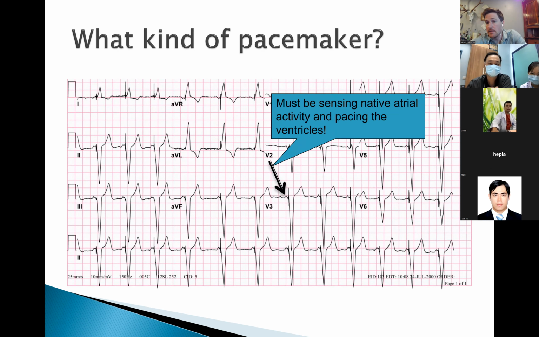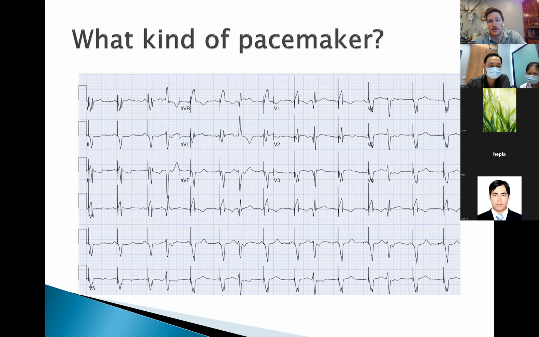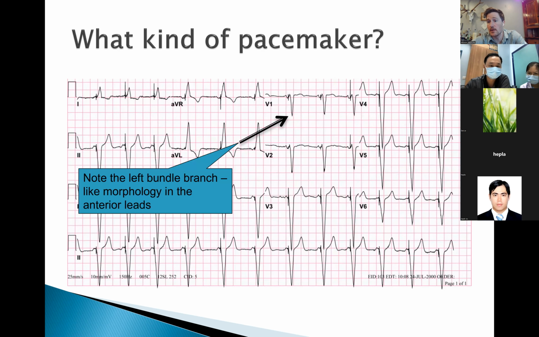What's happening is the pacemaker is sensing the native atrial activity and then pacing the ventricle. So it's a ventricular pacemaker. We also know this is a ventricular pacemaker because there's a wide QRS and a left bundle branch morphology. So the lead must be in the right ventricle. With the left bundle branch block morphology, the lead is going to be in the right ventricle for the ventricular pacemaker. Does that make sense? Are there questions on that I can answer?